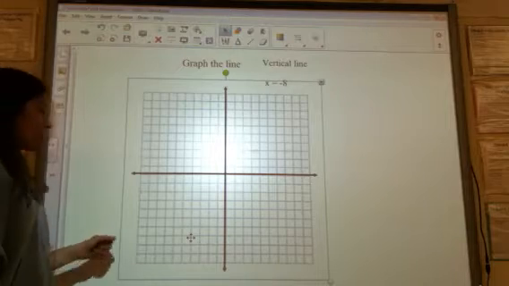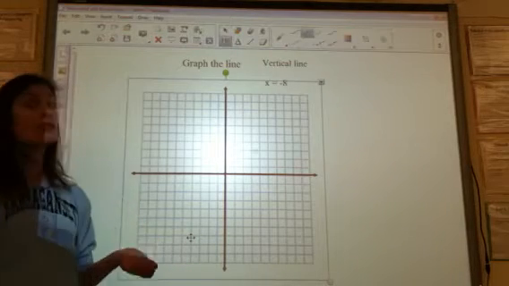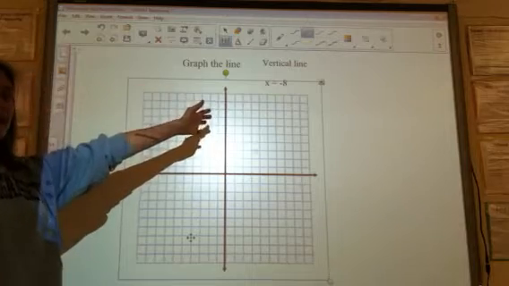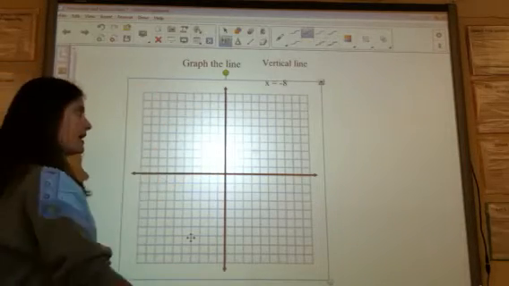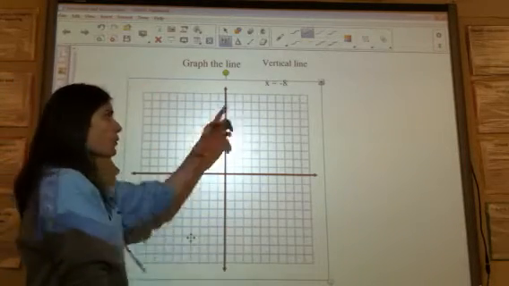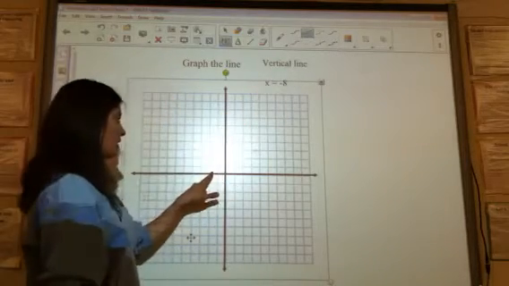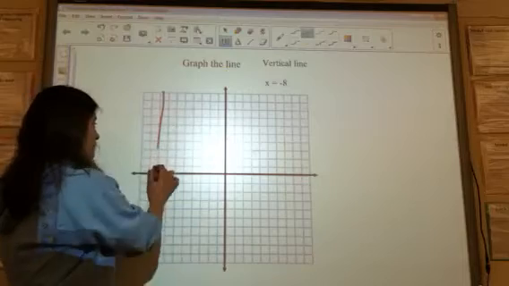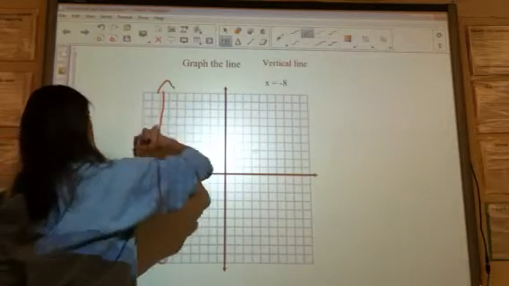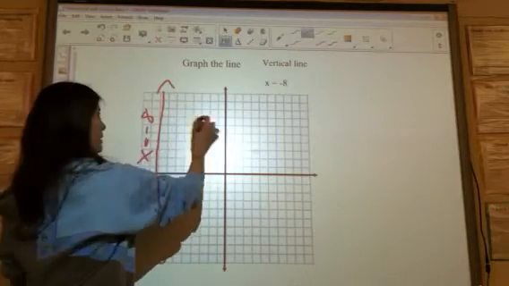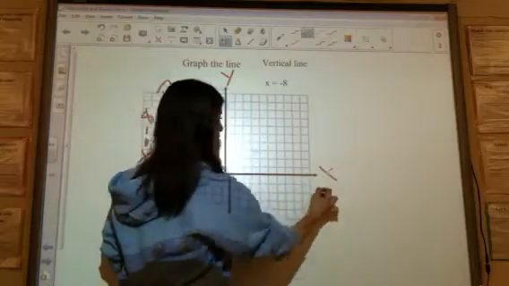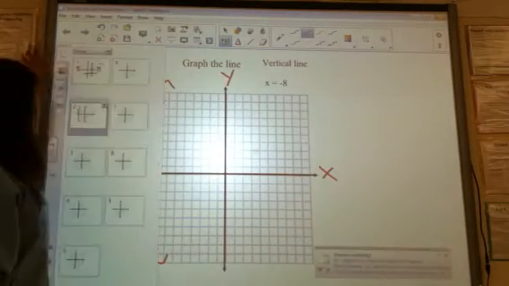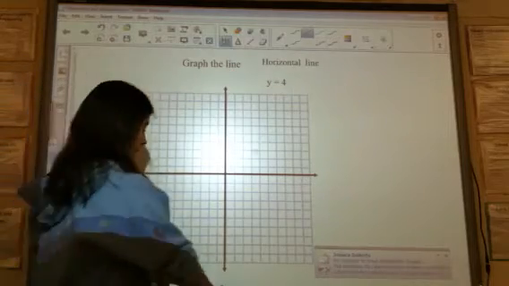So let's look. x equals negative 8. Miss Almeida, do we have to make those xy charts? No, you don't. Once you get the hang of the fact that x equals negative 8 is a vertical line, all you have to do is say, okay, negative 8. 1, 2, 3, 4, 5, 6, 7, negative 8. Vertical line, arrows, label. Make sure your axes are labeled, and you're done. It's just that easy.